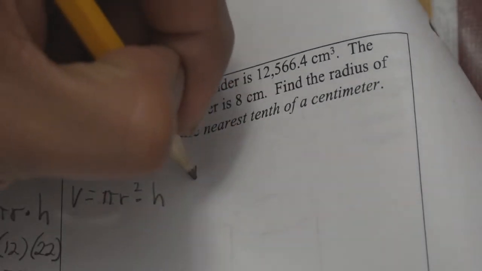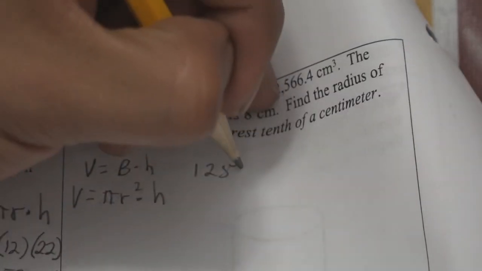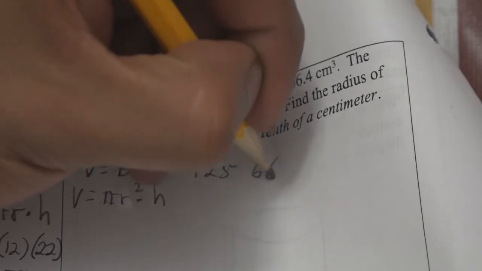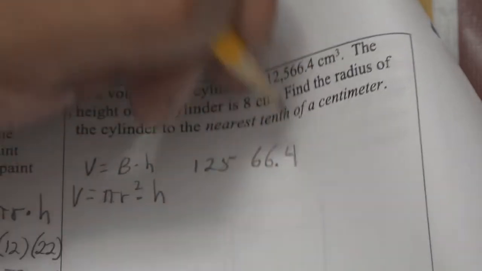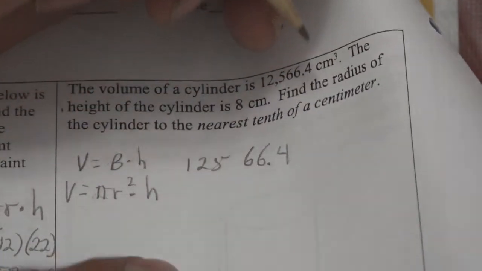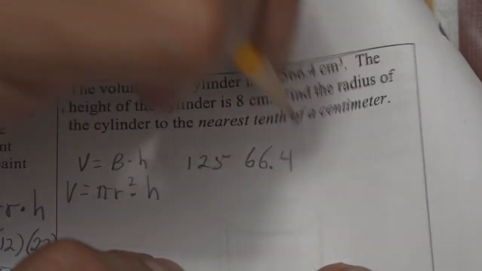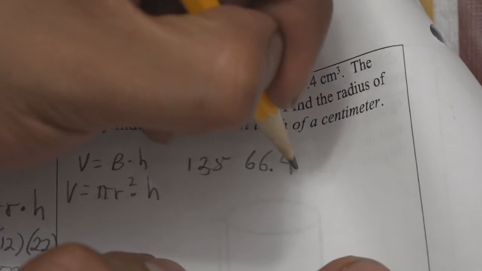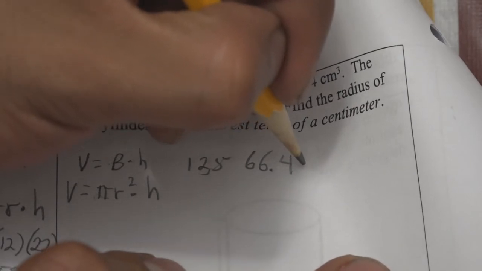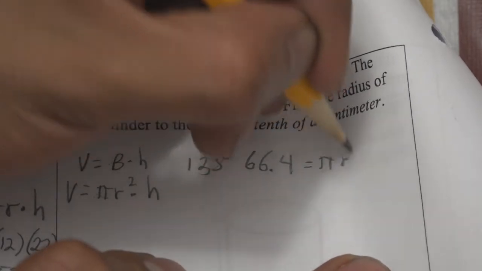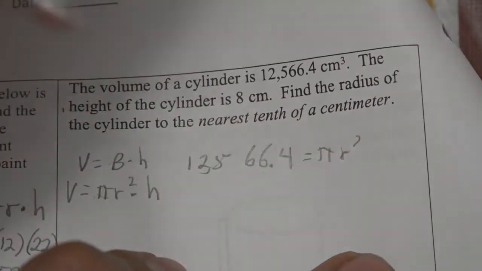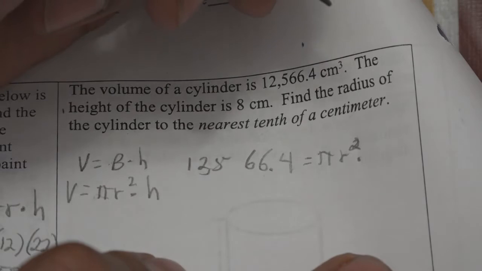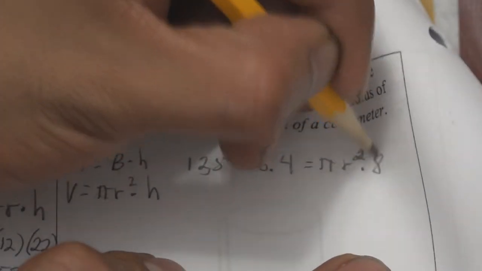Well, let's see. Okay, anyways, it's 12,566.4, equaling pi r squared times the height. I don't know what r is. Now, what is the height? 8. All right, cool then.